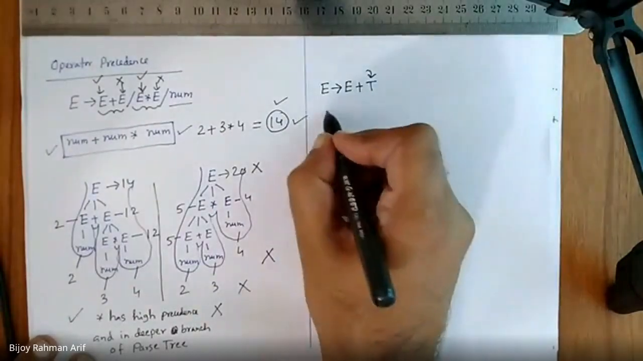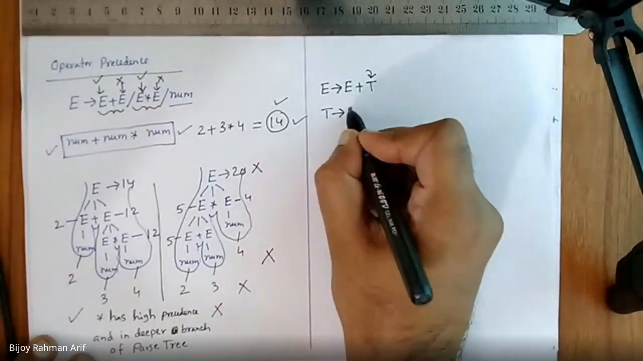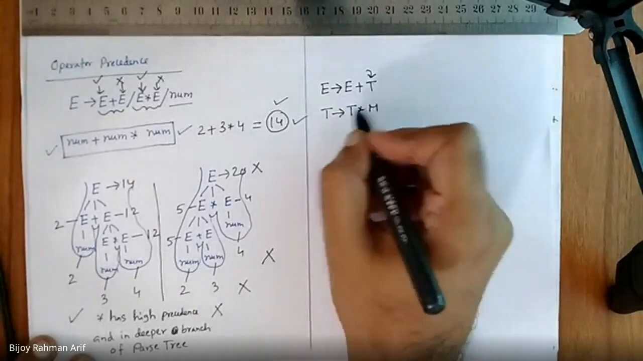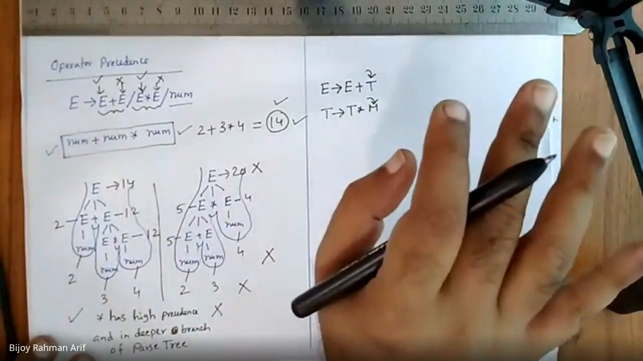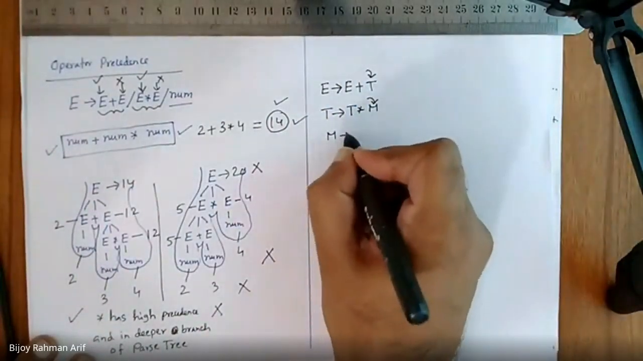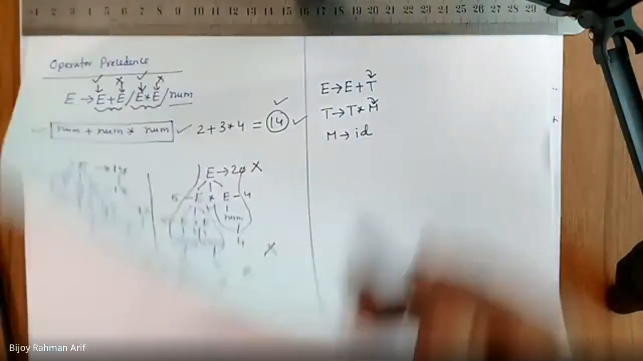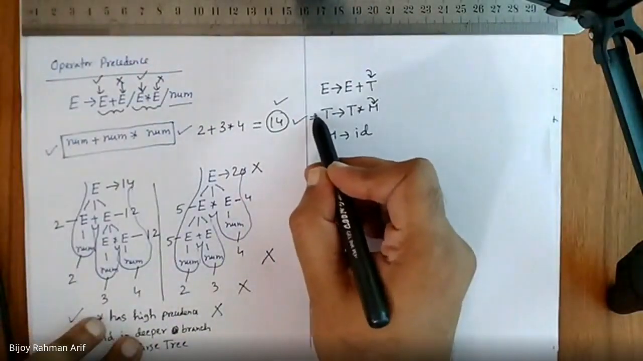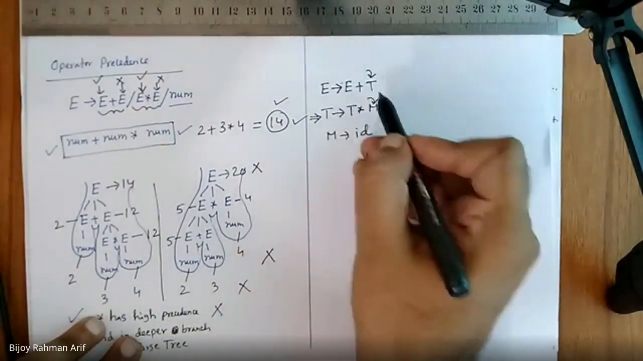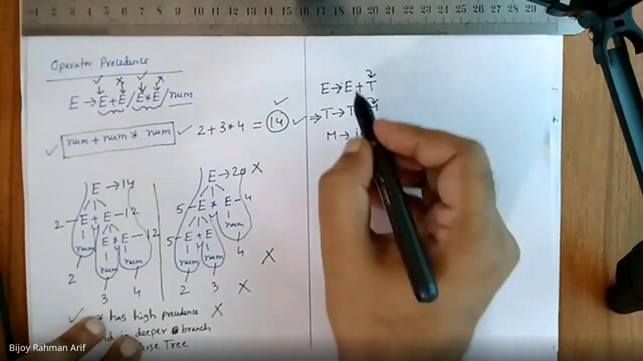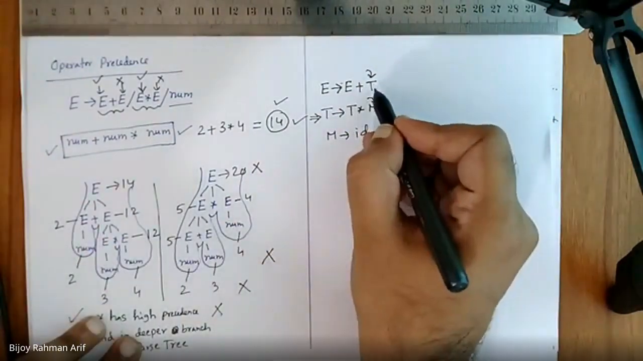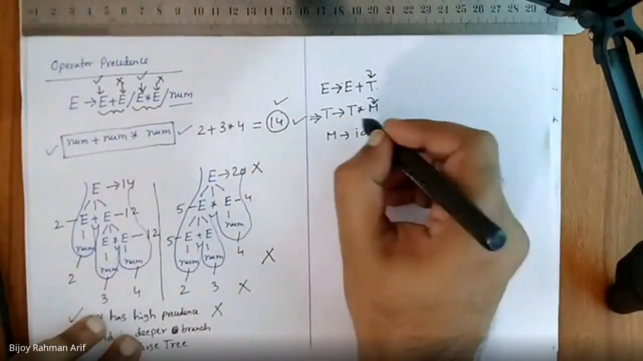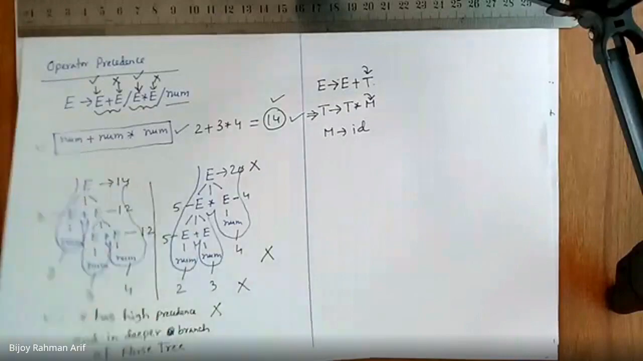So we are done with the associativity problem. Now let's do this: T derives T star M. Here there is no right recursion, so we are done with the associativity problem. Finally, let's write M derives ID. Is it clear to you? Now see, once you go to T, you cannot return back to the plus operation. And whenever plus and star are both there, at first, at the high level, I generate E plus T, then at the lower level I generate the star operation. So it is the correct grammar. Is there any question on that?